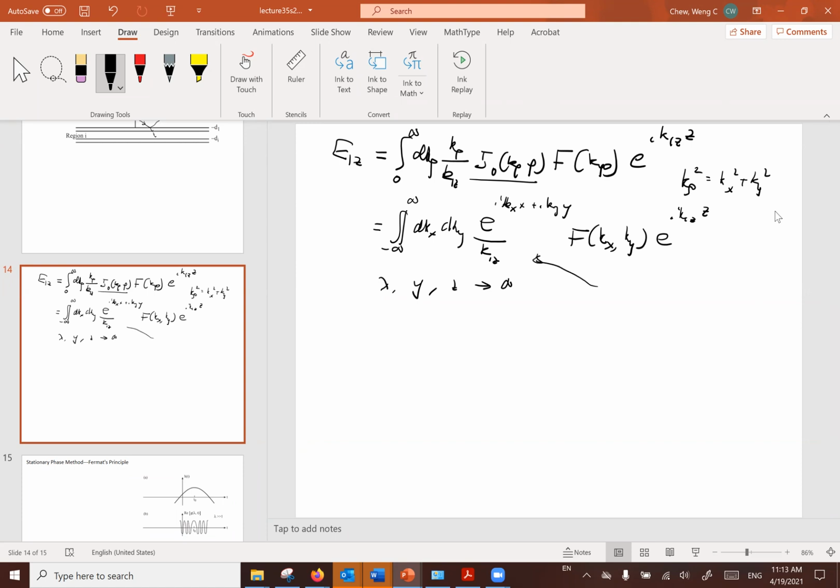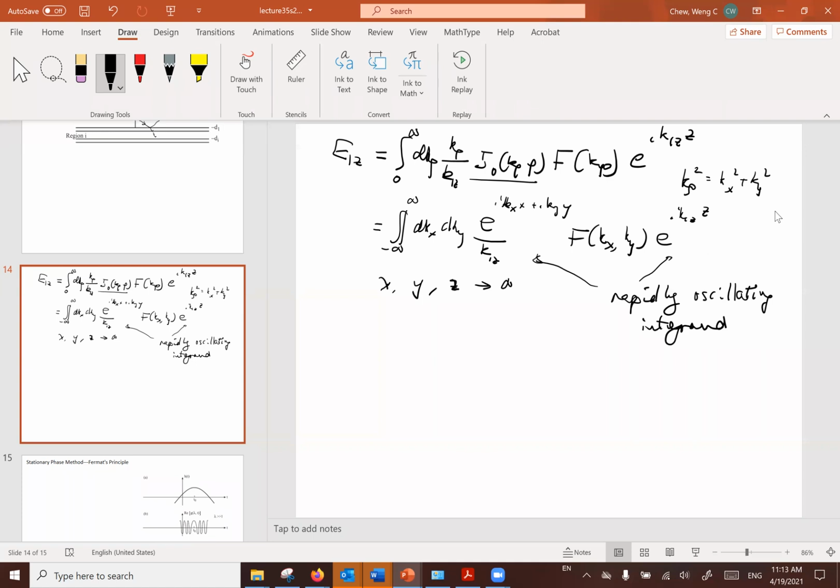From this thing and this thing, you get a rapidly oscillating integrand. And it's extremely difficult to compute when x, y, and z are very large. But there is only one yardstick in electromagnetics. What does it mean when x, y, and z are very large? It means that they are very large compared to wavelengths.